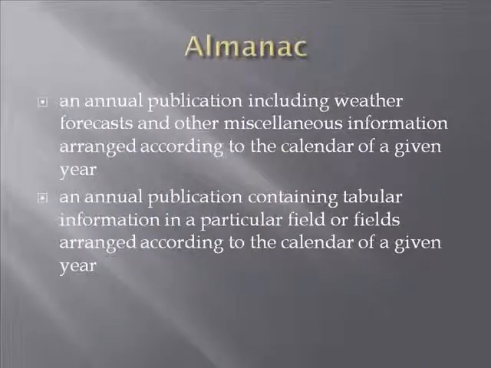An almanac is an annual publication indicating weather forecasts and other miscellaneous information arranged according to the calendar of a given year. It is also an annual publication containing tabular information in a particular field or fields arranged according to the calendar of a given year. In other words, almanacs contain statistical information on a wide range of topics. Here's an example of an almanac, and if you read the Guinness World Book of Records, that is also considered an almanac as well.